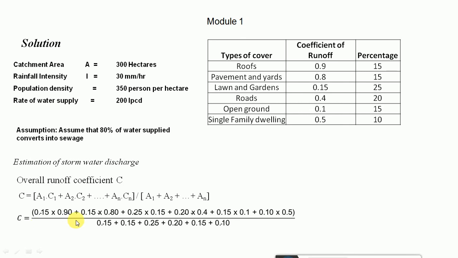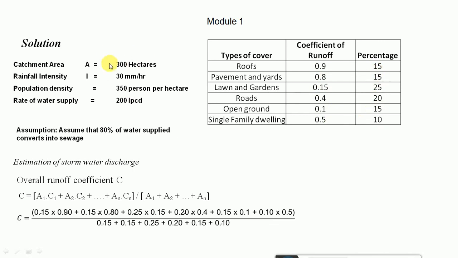For that, we note that to obtain the overall coefficient of runoff, we have to multiply the respective areas with the respective coefficients of runoff for that particular area. So we use the formula C = (A1 C1 + A2 C2 + ... + An Cn) / (A1 + A2 + A3 + ... + An). Here, as you can see, there are 6 different types of areas, with different percentages out of the total 300 hectares.